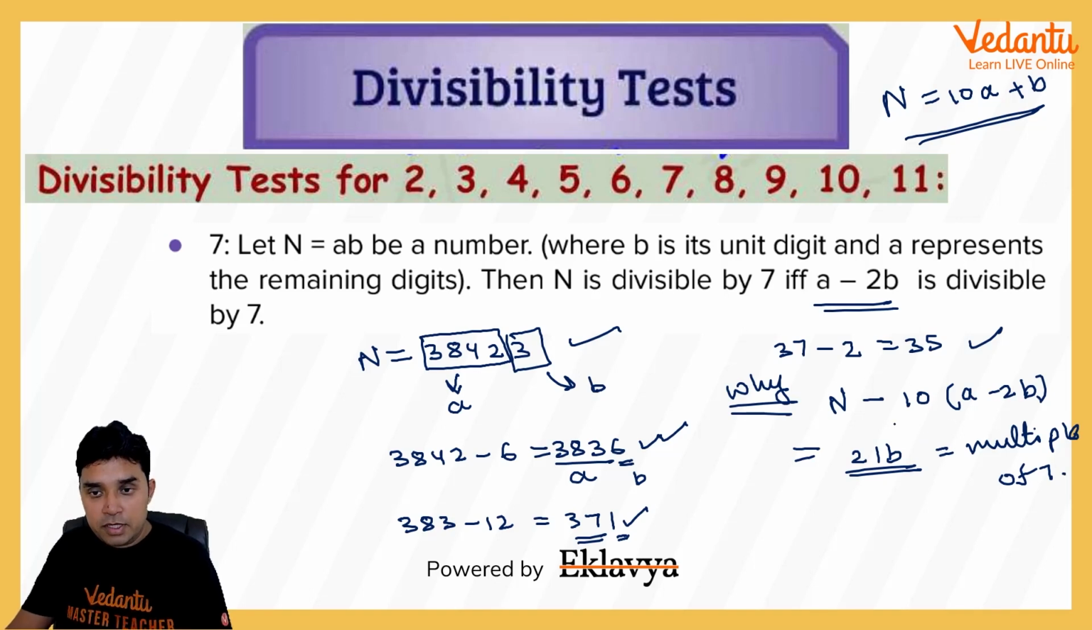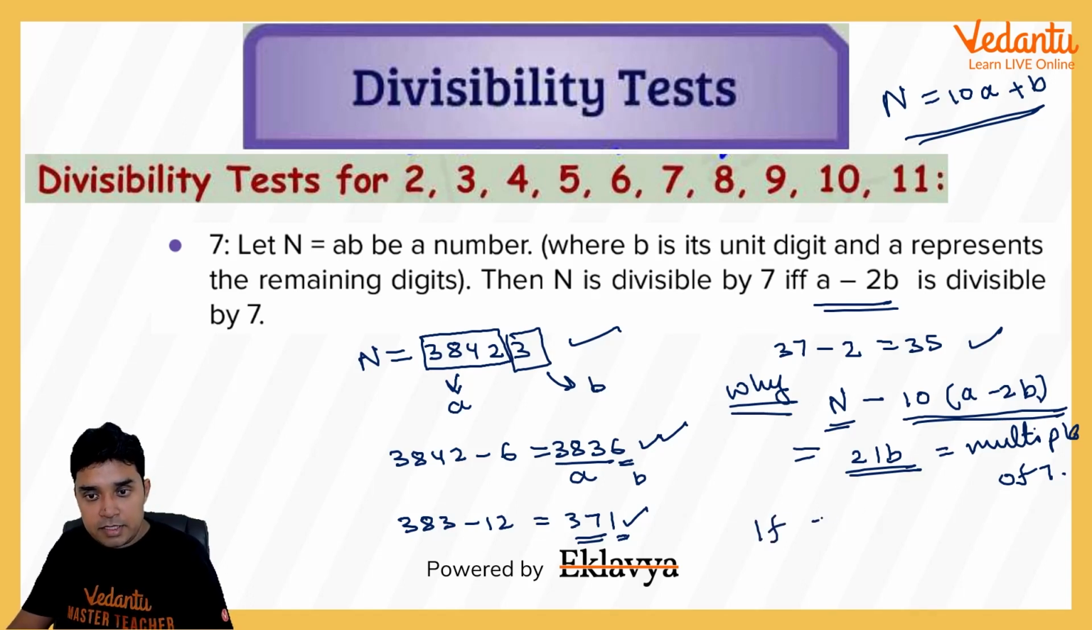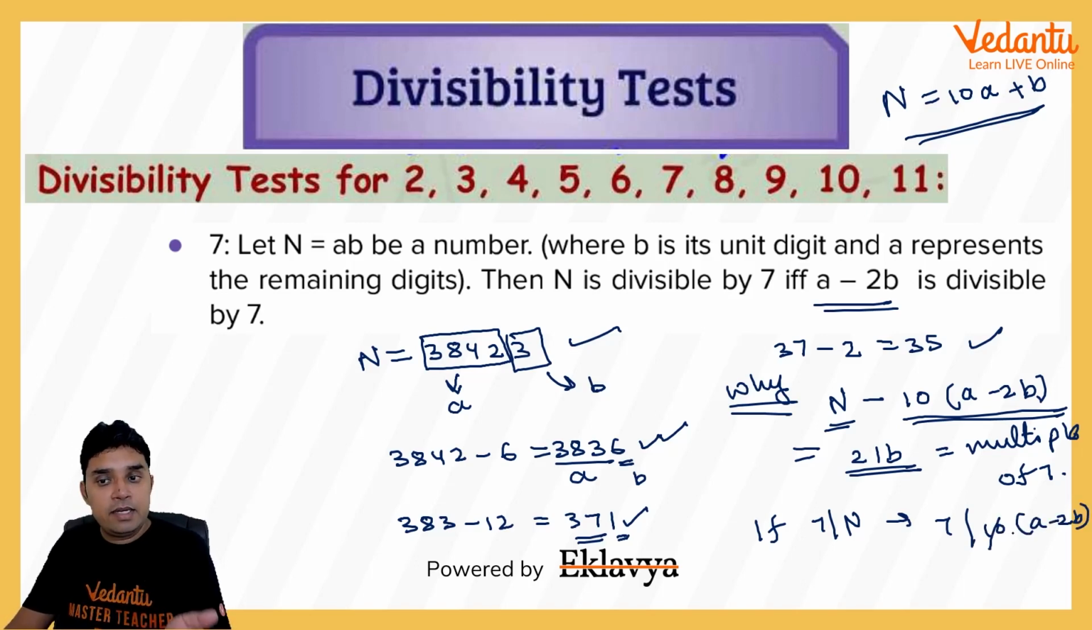So if this n is divisible by 7, this 10 times (a minus 2b) has to be divisible by 7. But because 10 is not divisible by 7, if 7 divides n, then 7 divides 10 times (a minus 2b), and you can remove this 10 because 7 doesn't divide 10, so 7 will divide a minus 2b also, and it is actually both ways. It is both ways. So this is the test of 7.